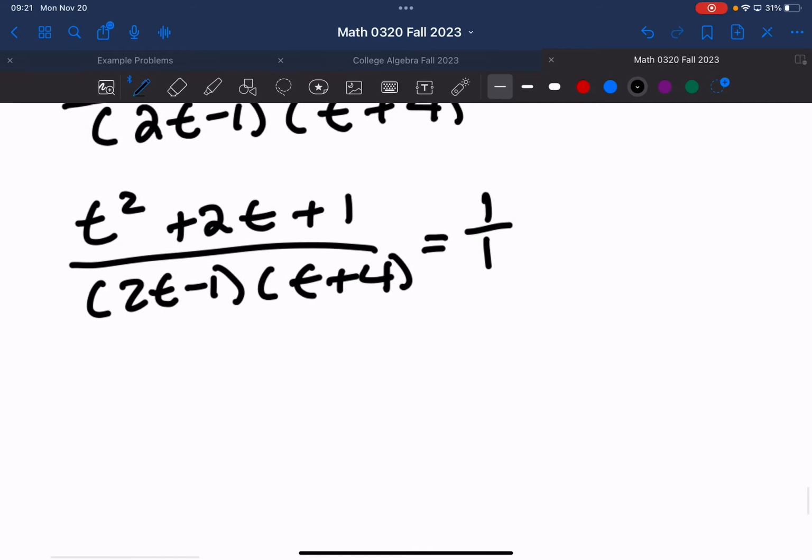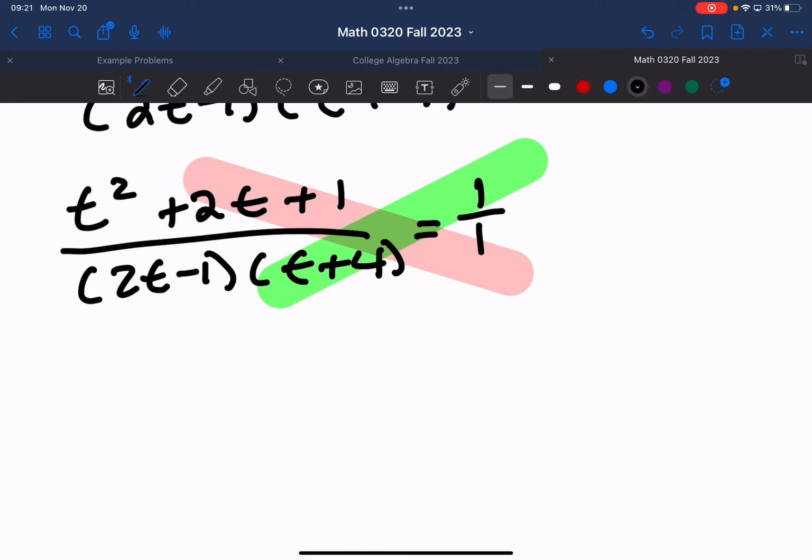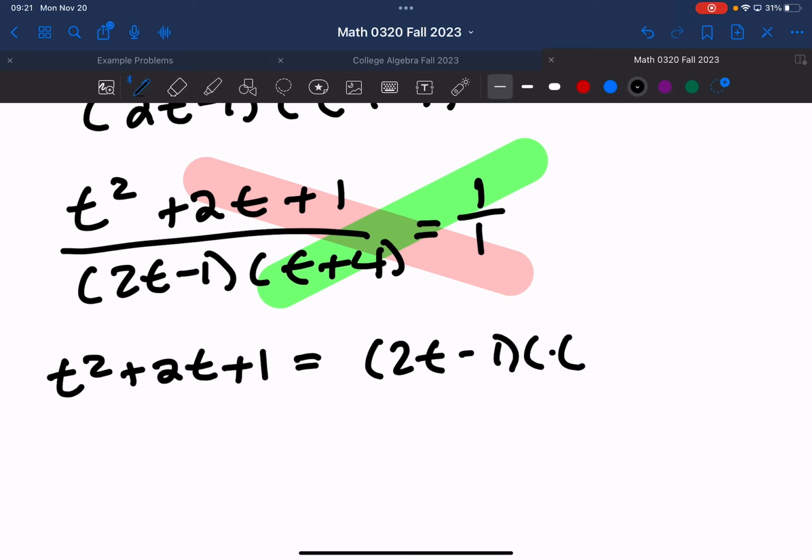Once I have a fraction equal to a fraction, what do we do? Cross multiply. So I have t squared plus 2t plus 1 times 1, so it doesn't change anything. And then 2t minus 1 times t plus 4 times 1, which again doesn't do anything. So now I have no more fractions. I have a quadratic equal to another quadratic.